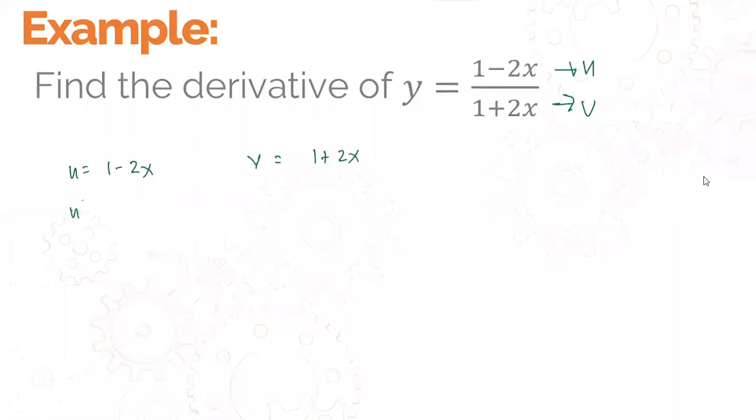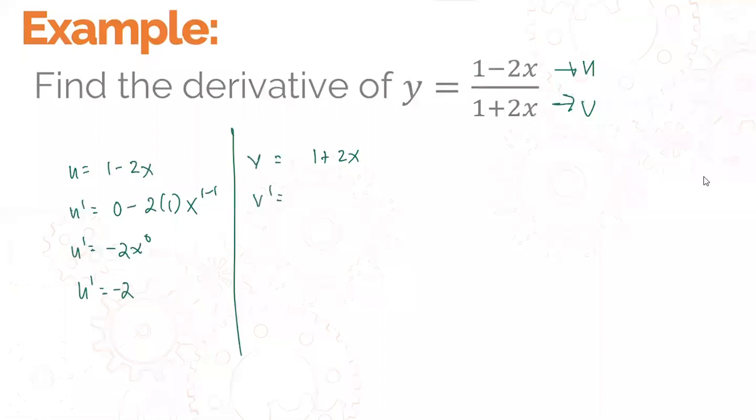So derive natin, u prime is equals to 0 minus 2 times 1 x raised to 1 minus 1. Simplify, u prime is equals to negative 2x raised to 0, where u prime is equals to negative 2. And we have v prime is equals to 0 plus 2 times 1 x raised to 1 minus 1. v prime is equals to 2x raised to 0, or v prime is equals to 2. So magiging negative 2 times 1, 2 times 1.